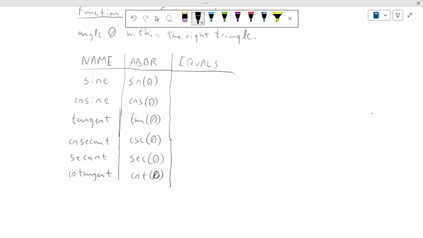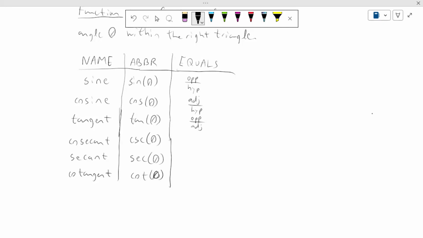Well, sine of theta is the opposite side length over the hypotenuse. Cosine is the adjacent side length over the hypotenuse. And tangent is the opposite side length over the adjacent side. Okay. Fair enough. And for the most part, that's the only 3 trigonometric functions I care about.